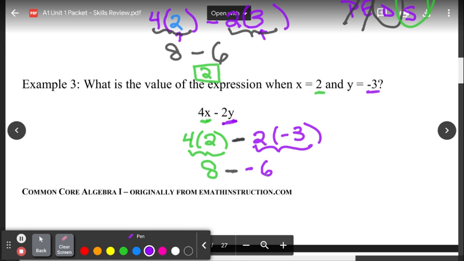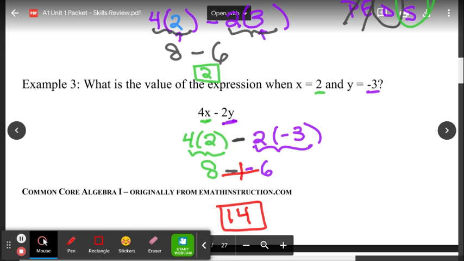Well, that's weird. In algebra, we really don't have 2 signs next to each other. So if you have a minus and a minus, or a minus and a negative, that really turns this into a positive. And 8 plus 6 is 14.